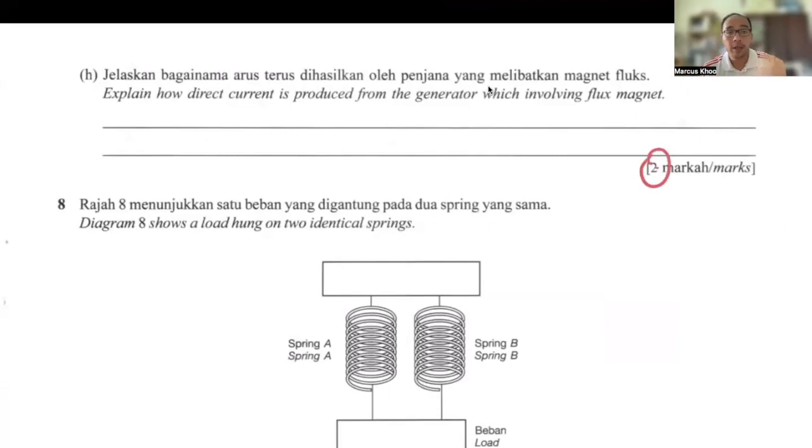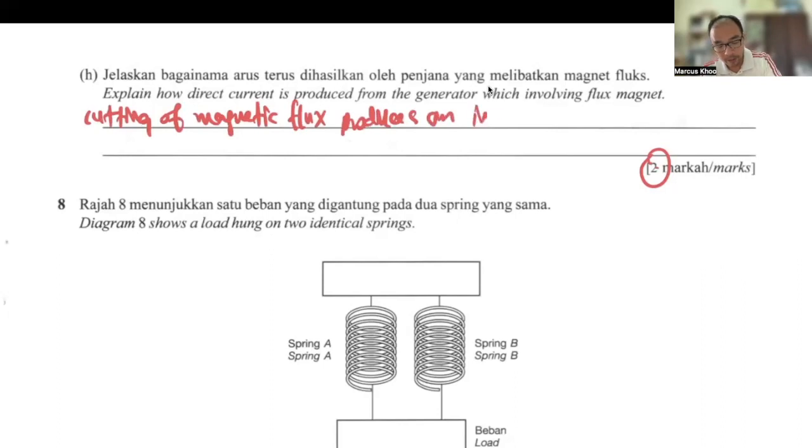Explain how the direct current is produced from the generator, which involves the flux magnet. So there's 2 marks lah. Of course, when you're talking about production of current, you always have to talk about cutting of magnetic flux. But since there's 2 marks, I think you also have to differentiate between alternating and direct current, which is the commutator. So the first point will be the cutting of magnetic flux produces an induced EMF. Okay, that's 1. Induced EMF, which then of course produces the induced current lah.